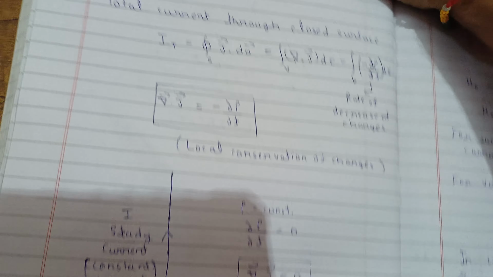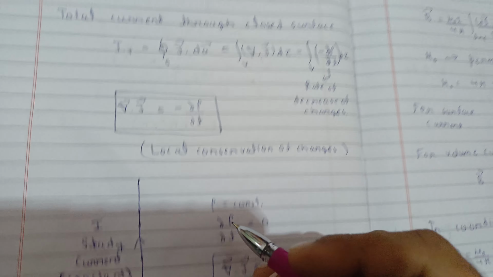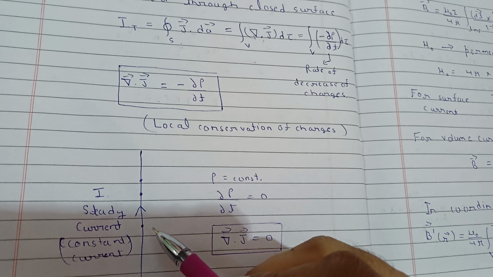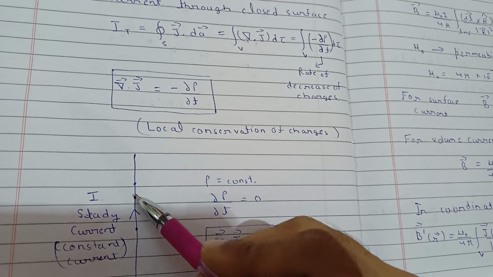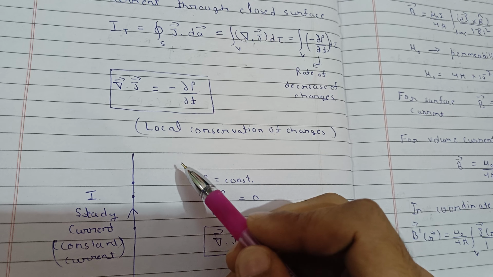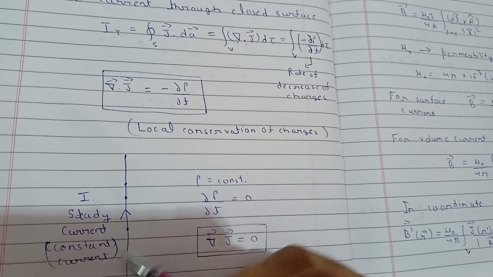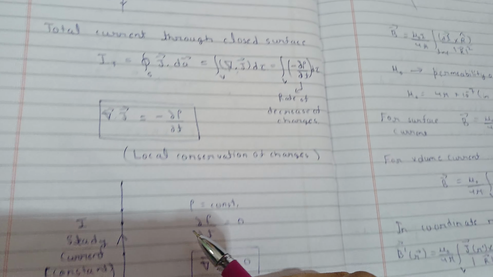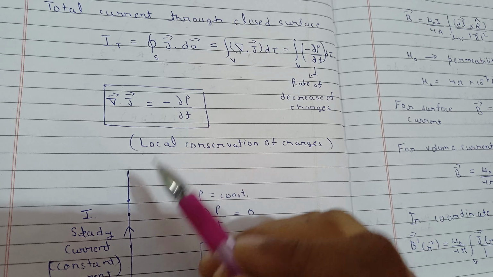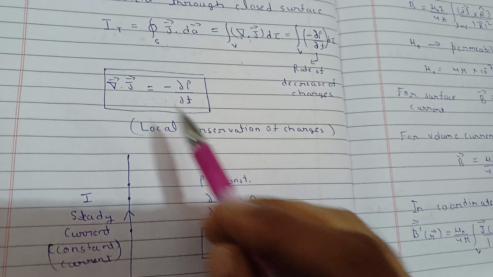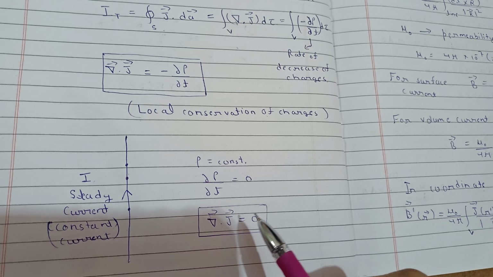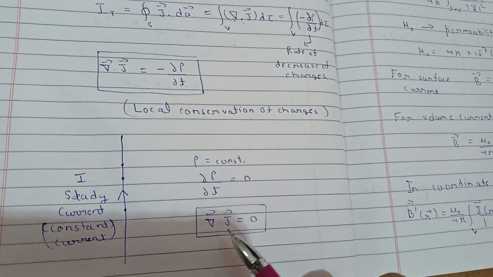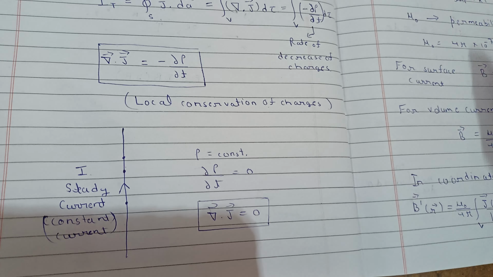Now, what is the steady current? If you have this kind of situation, then this current can't be steady, because if charge is decreasing or increasing here or here, then it can't be steady current, because steady current means constant current. To make it steady, this charge density must remain constant, and then this term becomes 0 because it is not changing with time. So the divergence of J will be 0. This is the basic condition for steady current: only if the divergence of J is 0 can you say that current is steady. You must remember this condition.